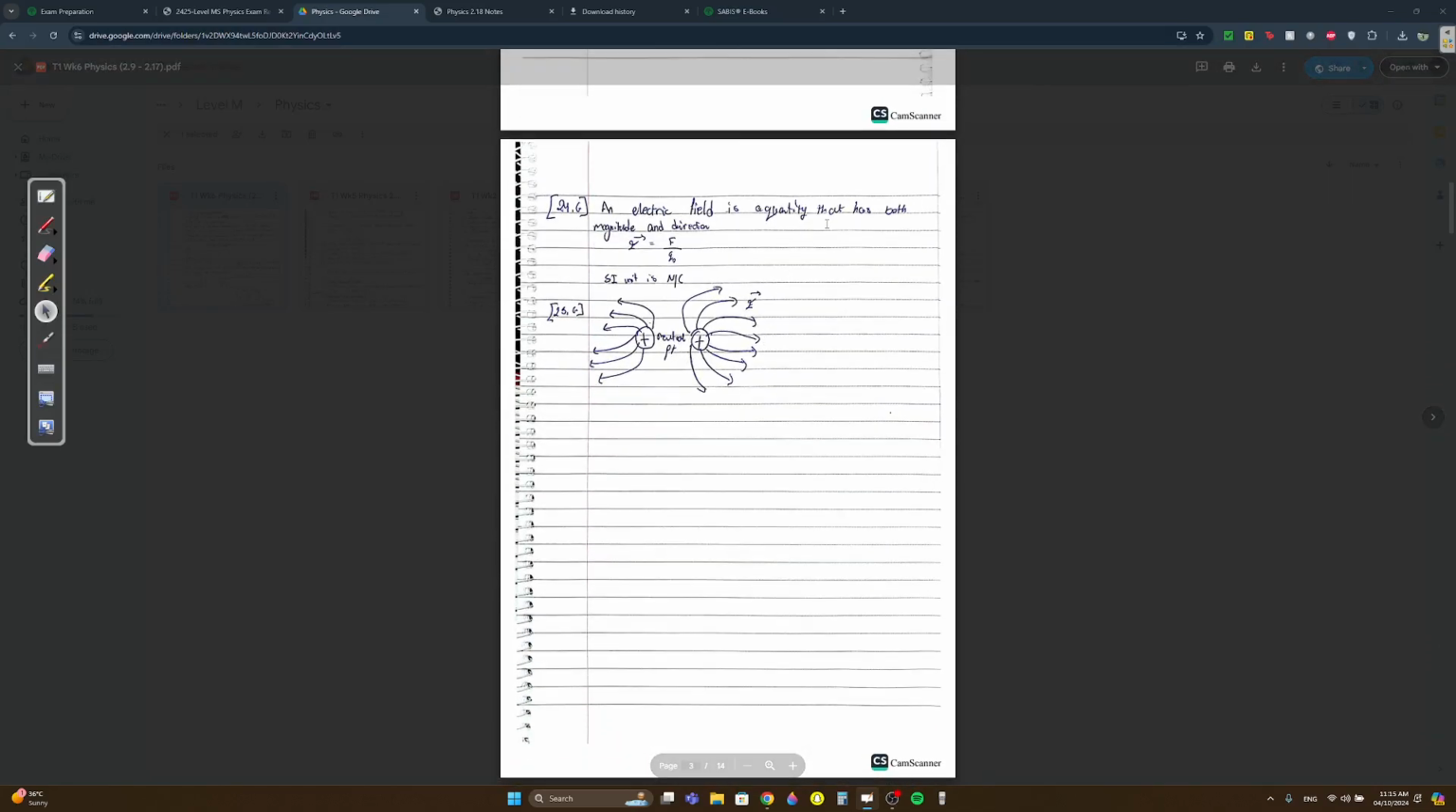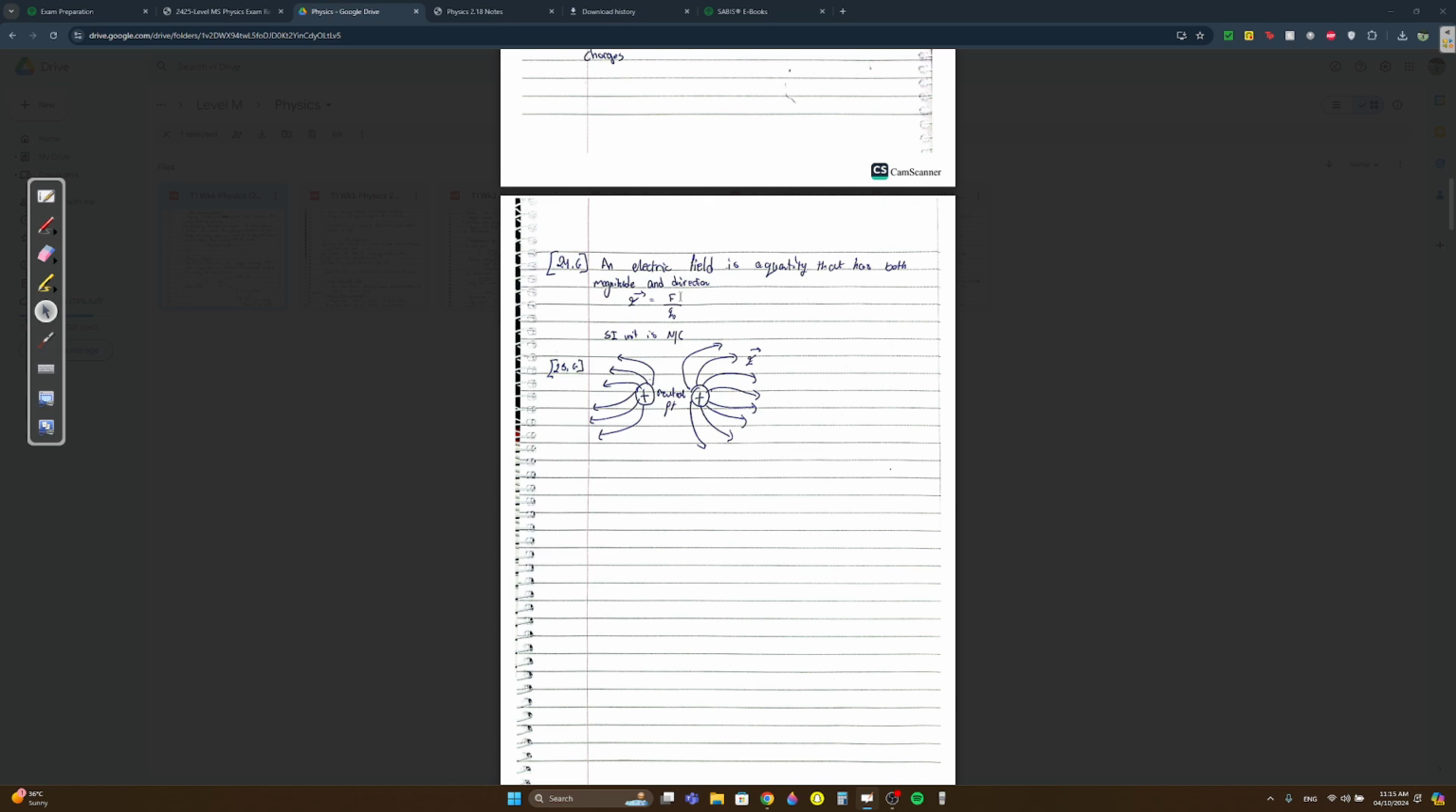Okay, an electric field is a quantity that has both magnitude and direction. E equals force divided by charge. The SI unit is Newton per Coulomb because the unit of force is Newton, unit of charge is Coulomb. And this is the neutral point.